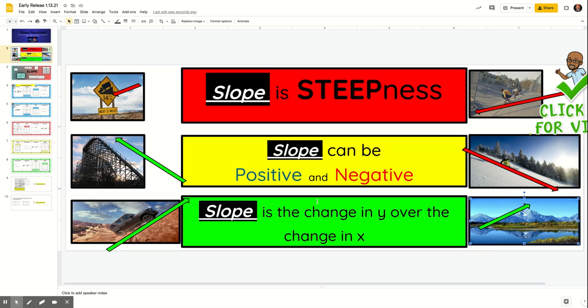Now, slope is the change in y over the change in x. Keep that in mind for today's learning. So that is what slope is.